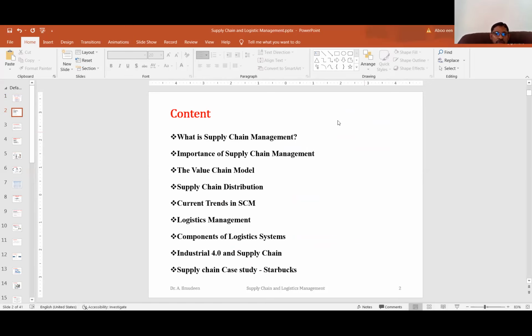Today's lecture focuses on the following areas. We are going to discuss what supply chain management is, the importance of supply chain management, the value chain model, supply chain distributions, and current trends in supply chain management. After that, we will move into logistic management. We will discuss what logistic management is, components of logistic system, Industry 4.0 and supply chain management. And finally, we will discuss a supply chain related case study. We have selected a case from the Starbucks company.